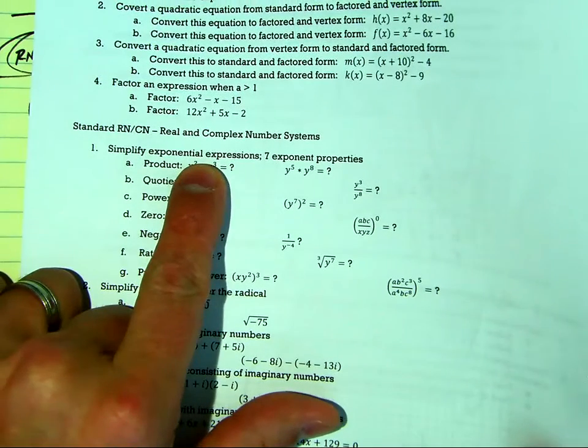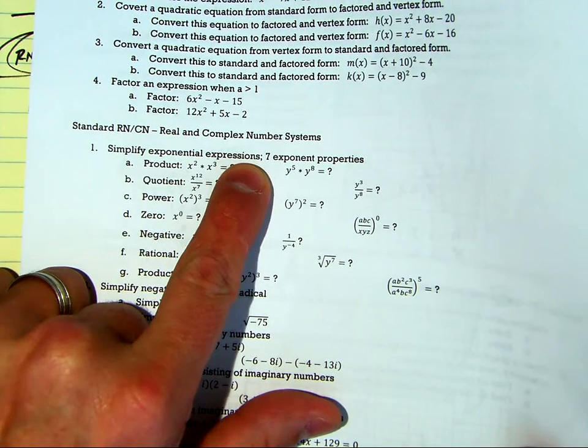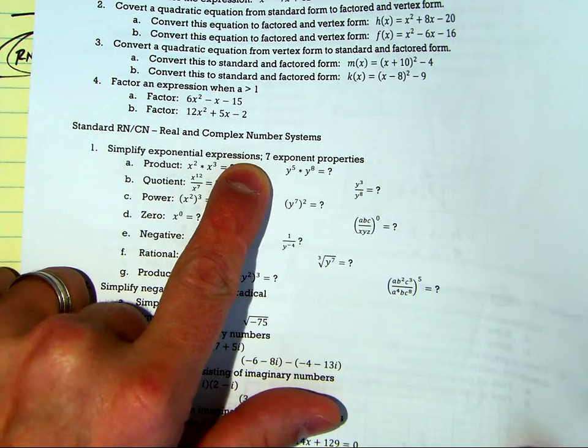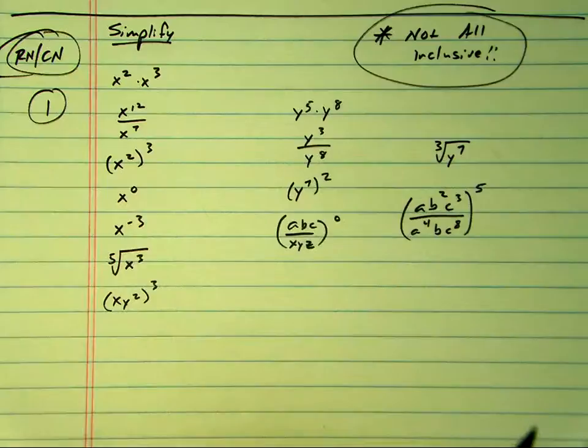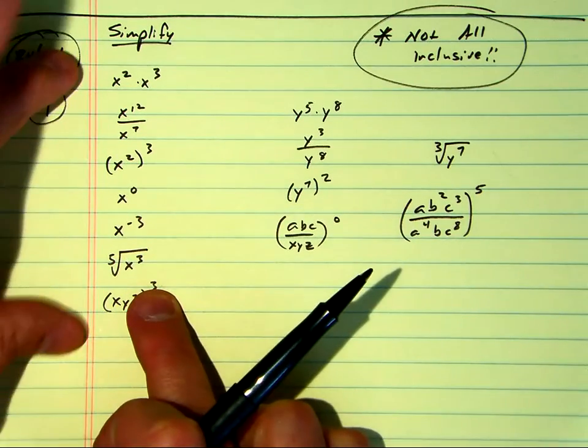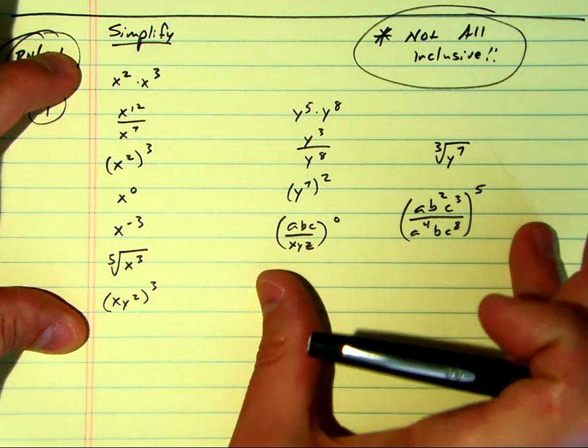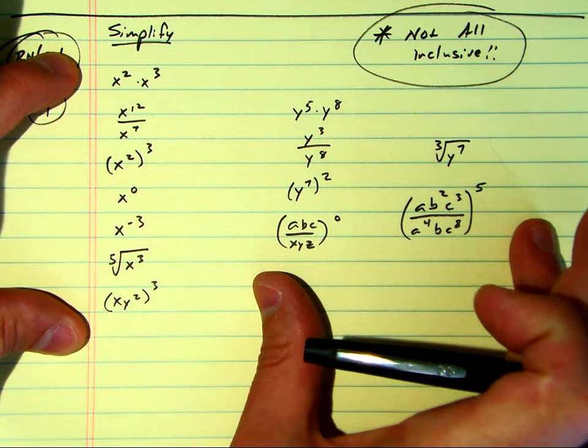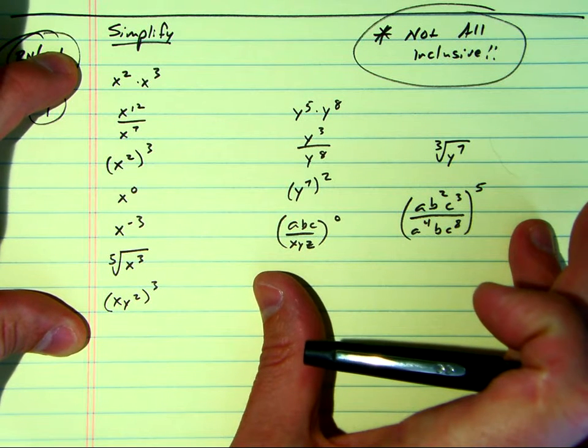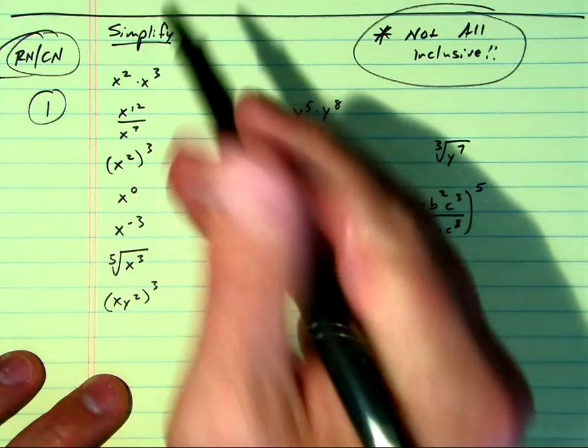Okay, so this one is just simplifying exponents using all the 7 laws of exponents. So we're going to go through these really quick. The ones on the left are just to practice and learn, and then on the video you pause it before we get to these and try it on your own and then check the answer. So that's how we usually do it.